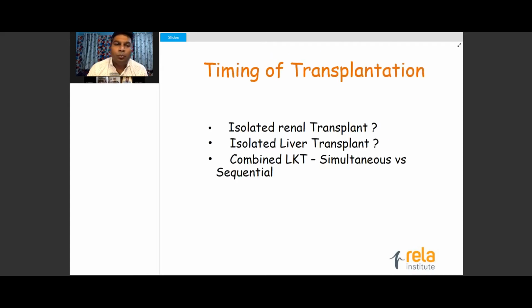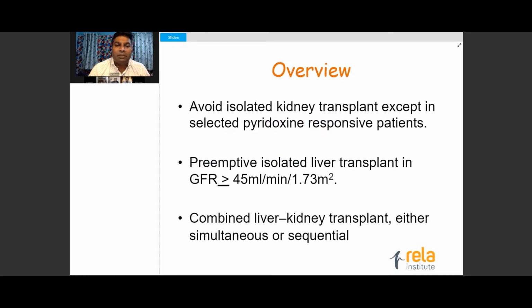So when do we time the transplantation? As I said, isolated renal transplant, isolated liver transplant, combined, which can be simultaneous or sequential. Isolated kidney transplant is not advocated as the kidney will go off quite soon, apart from selective pyridoxine responsive patients. Sometimes we do a preemptive isolated liver transplant.